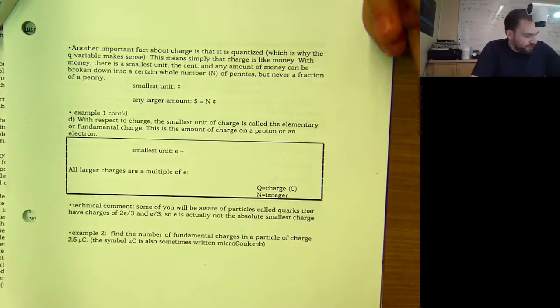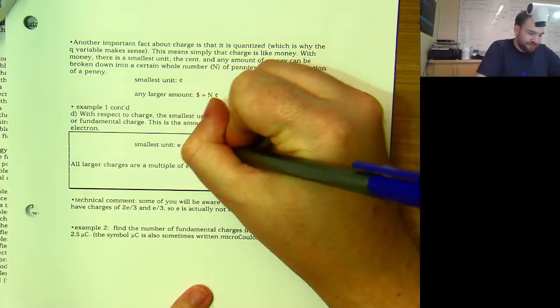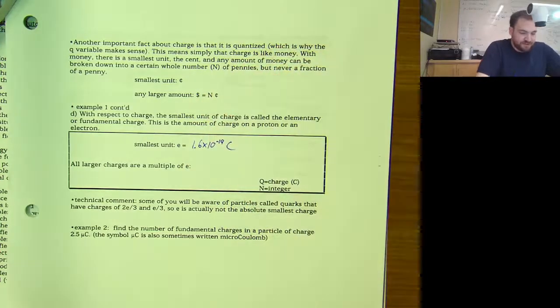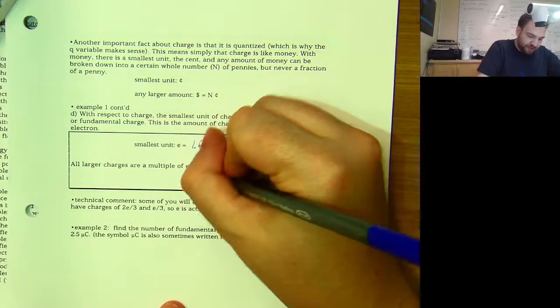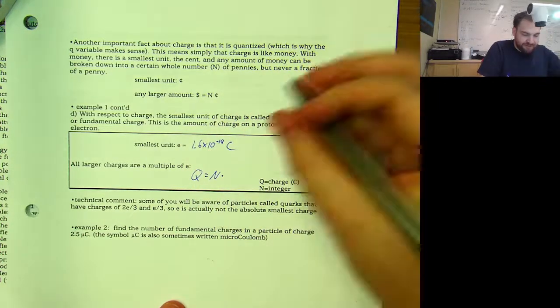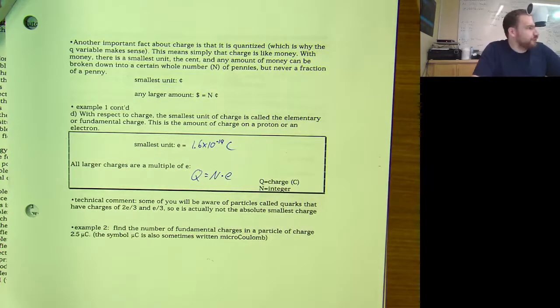So then to figure out what's going on here, the smallest unit is, well, we'll say little e, 1.6 times 10 to the negative 19 coulombs. All charges are multiples of e. So the total charge Q is equal to n, your number of charges, an integer, times e, the elementary charge.